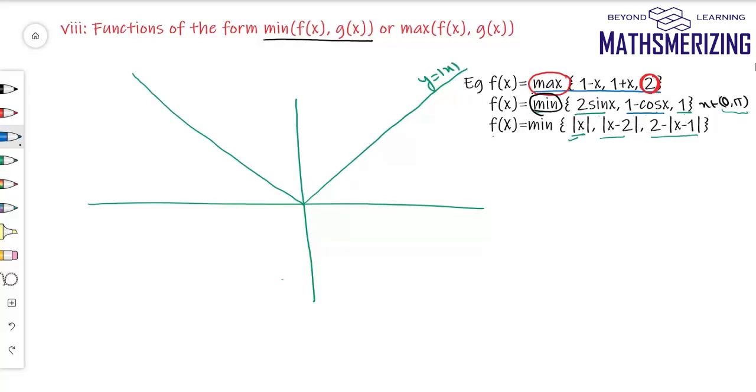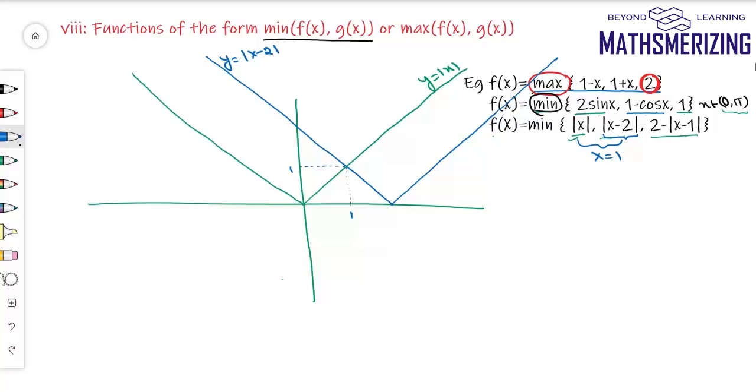Next I'll draw the graph of y equals mod of x minus 2. So it'll be the same graph of mod x, but then I need to shift this graph plus 2 units along the x-axis. So that's the graph of y equals mod of x minus 2. If I solve these two equations, their point of intersection will be x equals 1.